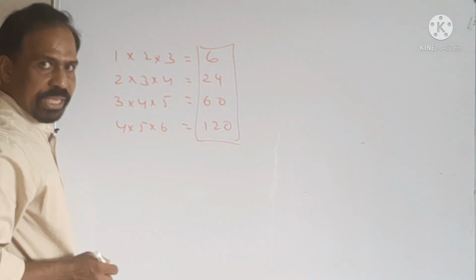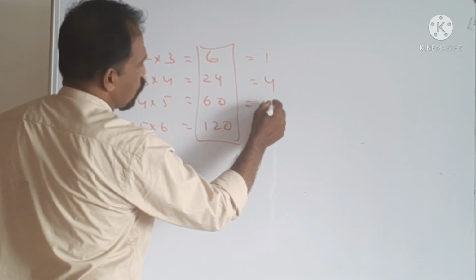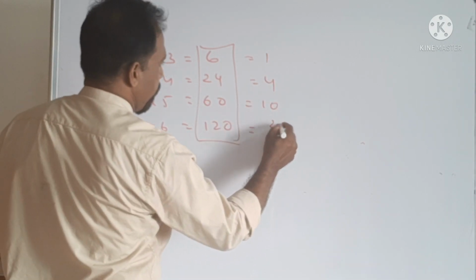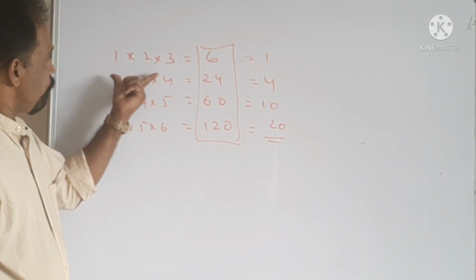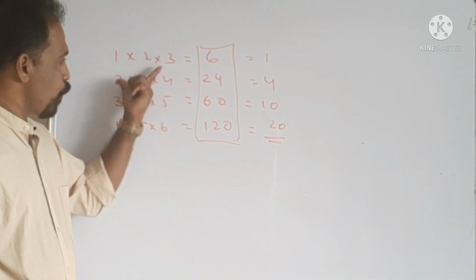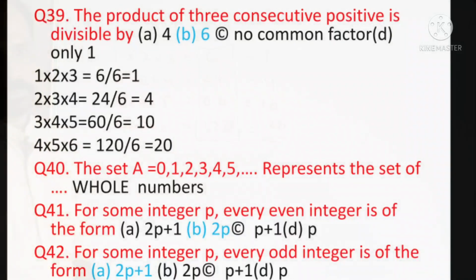If you see these answers, everything is divisible by 6. 6 by 6 is 1, 24 by 6 is 4, 60 by 6 is 10, 120 by 6 is 20. So you can clearly see from here that the product of 3 consecutive positive numbers is divisible by 6.